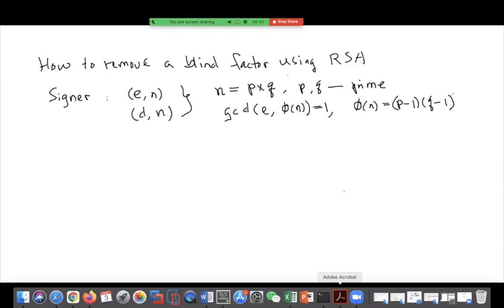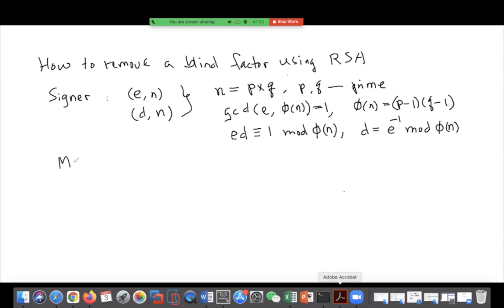Moreover, we know that E D is congruent to 1 mod phi of N. That means D is the inverse of E mod phi of N. So that's what the signer has.